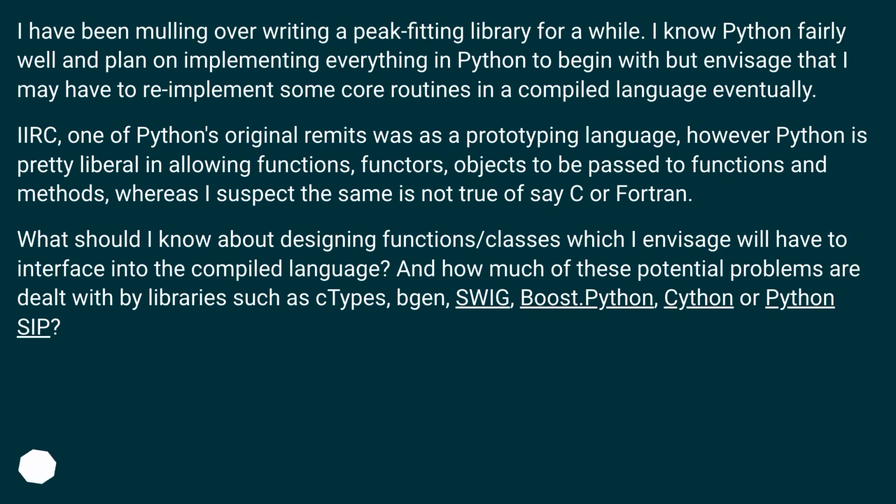However, Python is pretty liberal in allowing functions, functors, objects to be passed to functions and methods, whereas I suspect the same is not true of, say, C or Fortran. What should I know about designing functions/classes which I envisage will have to interface into the compiled language? And how much of these potential problems are dealt with by libraries such as ctypes, Gin, Swig, Boost.Python, Cython or Python-SIP?